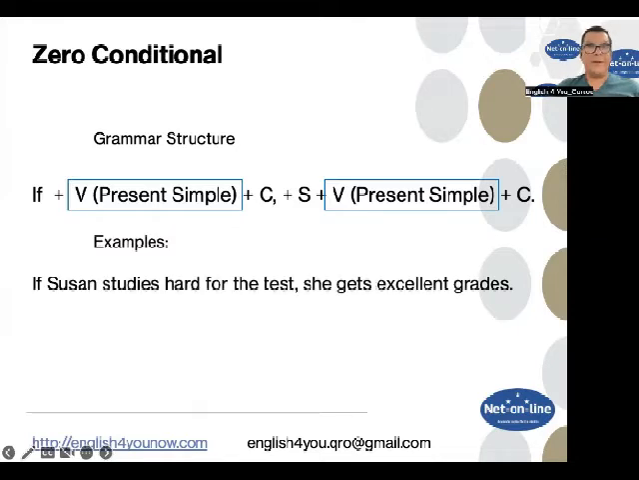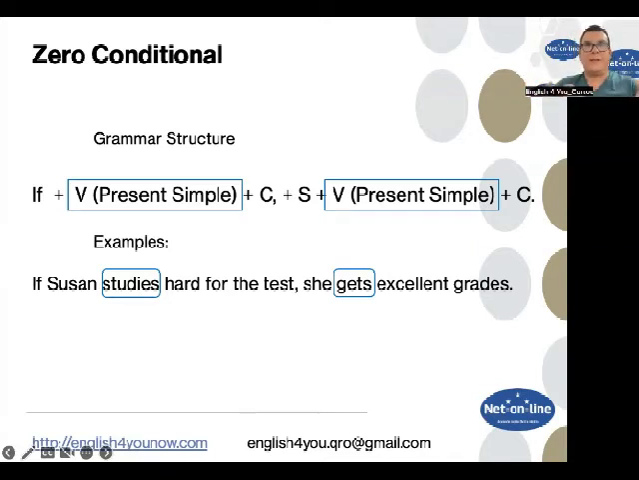Here we go. If Susan studies hard for the test, she gets excellent grades. Take a look at the verbs. The verb studies and the verb gets. Both verbs are in present simple. Fíjense bien en los verbos que estoy utilizando en este ejemplo. Ambos verbos están en presente simple. Studies and gets.